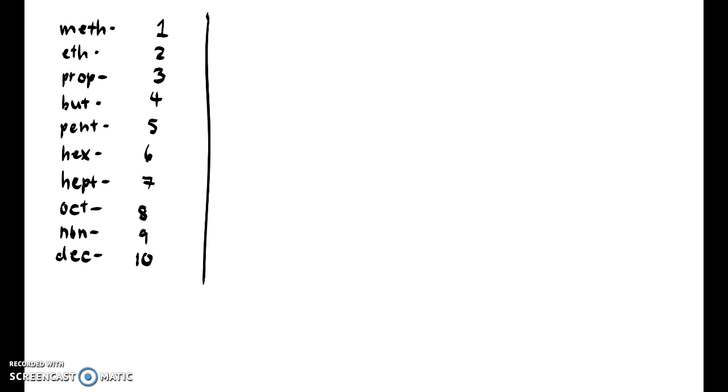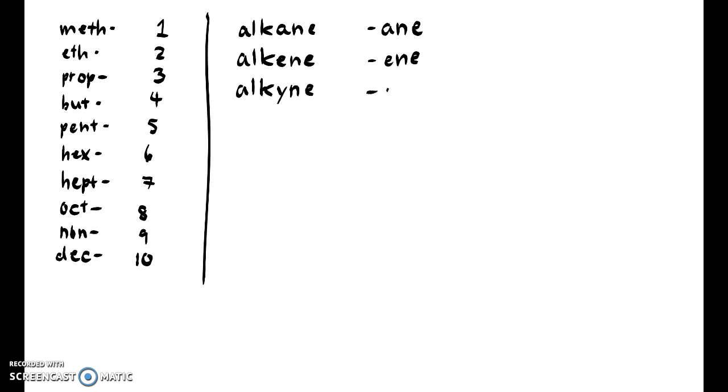We also have suffixes depending on whether the hydrocarbon is an alkane, alkene, or alkyne. So if it's an alkane, it ends in ane. Alkenes will end in ene. Alkynes will end in yne. And so here are the suffixes. One way to remember them is alkane goes with ane, alkene goes with ene, and alkyne goes with yne.